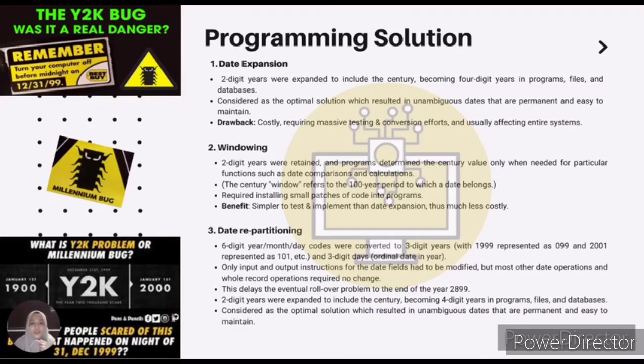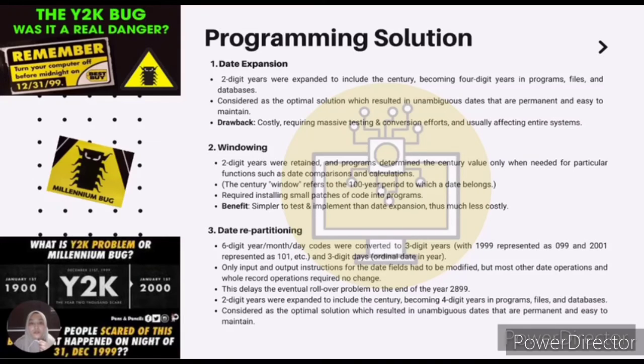Second is windowing. Two-digit years were retained and programs determined the century value only when needed for particular functions such as date comparison and calculations. This technique, which required installing small patches of code into programs, was simpler to test and implement than date expansion, thus much less costly. While not a permanent solution, windowing fixes were usually designed to work for many decades, which was acceptable as older legacy systems tend to eventually get replaced by newer technology.